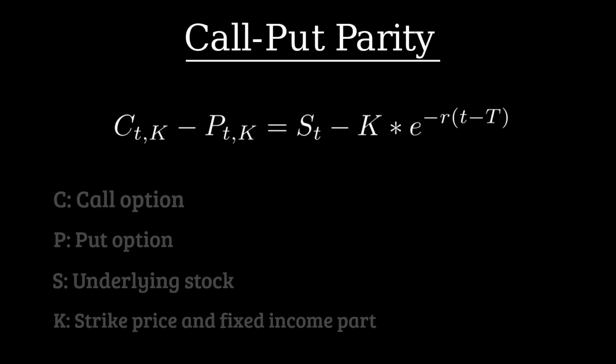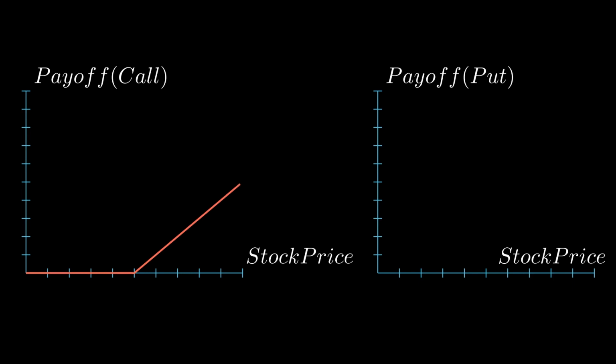As a reminder, a call option gives the buyer the right, not the obligation, to buy an underlying asset at a certain price, the strike price, and on a certain date, the maturity date. A put option gives the buyer the right to sell the underlying asset.